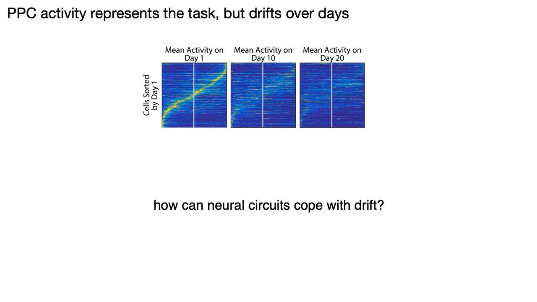Yeah, this question is related to this idea of different parts of the brain. Do different parts have the same amount of drift? No, they don't. And that's interesting as well. So that's something we could pick up at the end.